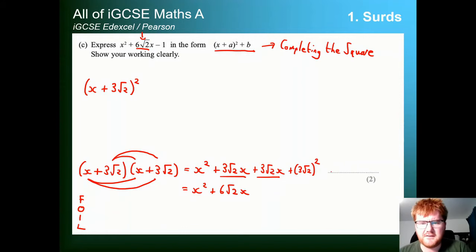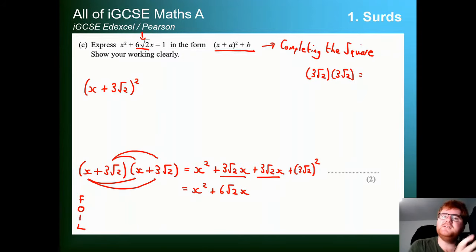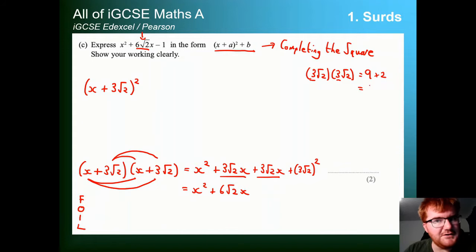Now let's focus on this 3 root 2 all squared. So 3 root 2 times 3 root 2, and students often find this quite tricky to do. Focus on the numbers separately to the surds. So what I mean by that is we do 3 times 3 first, which is equal to 9. Then we do root 2 times root 2, that's equal to 2. And then we do 9 times 2, which is equal to 18. So actually, this part here just becomes plus 18.